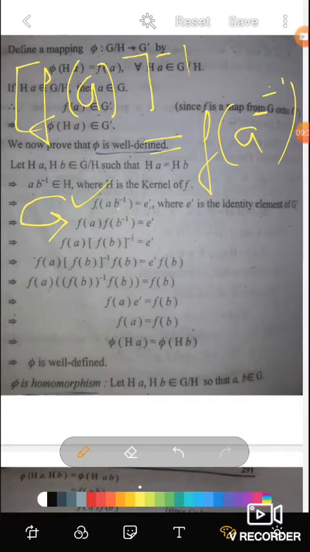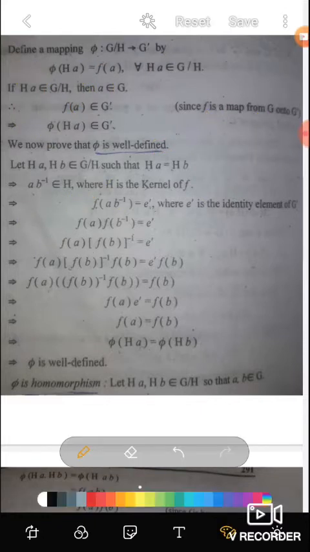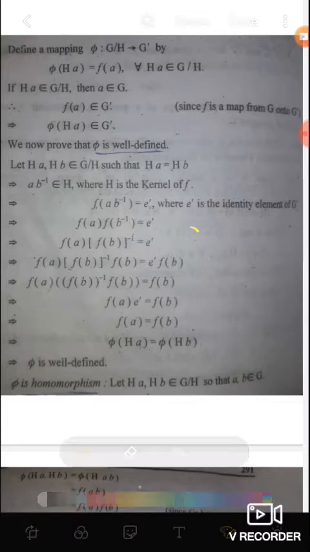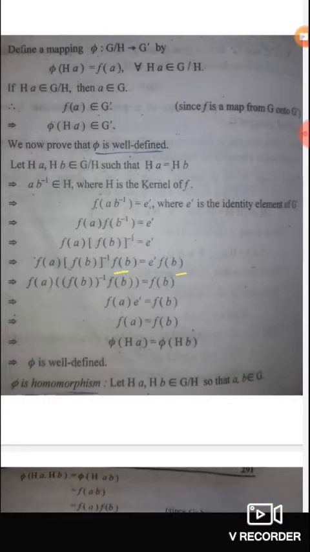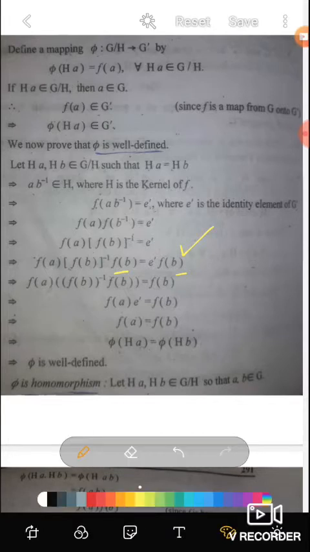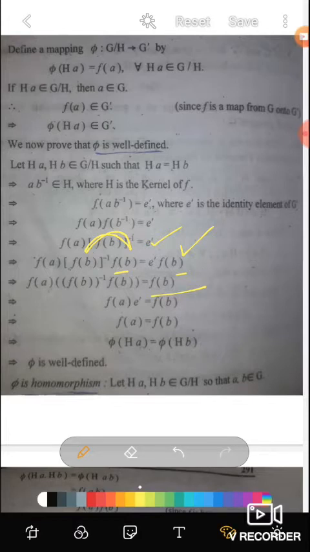Fine. So here we can write what? We can write this thing. Fine. Now we will do one thing. We will multiply both sides by f of B. Any element multiplied by an identity element will give the same element. Also we can use associativity here, because these two elements are elements of a group and associativity holds in a group.